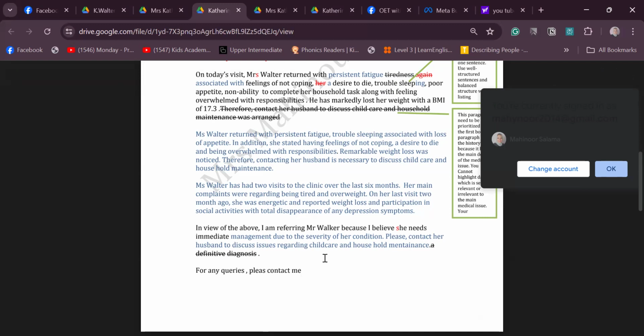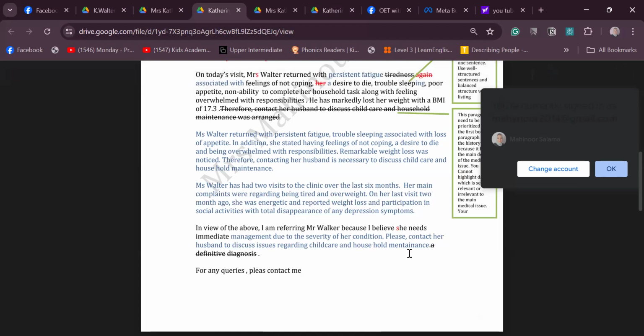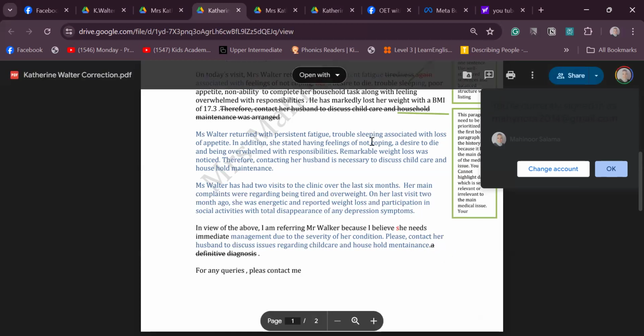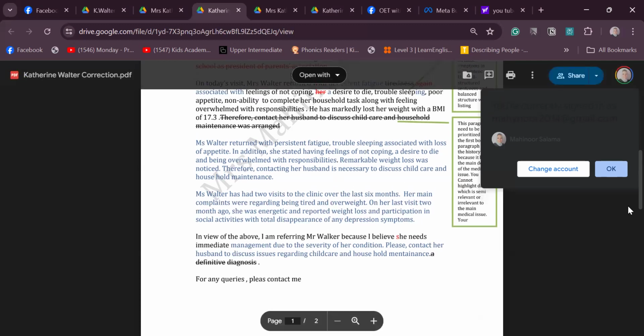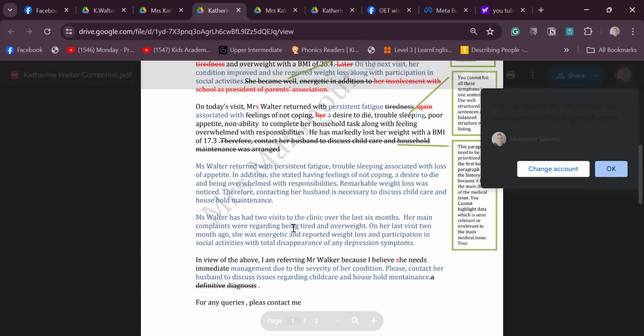And then after that, the conclusion. Don't write memorized sentences. Okay, I'm referring Mrs. Walter because I believe she needs immediate management due to the severity of her condition. You can add, please contact her husband here, or you can add it up. It's very important in type 2 that you find and collect data in the second paragraph. The second paragraph in this type of letters is really important to be written in a good way, because this will affect consistency and clarity, content, and organization.